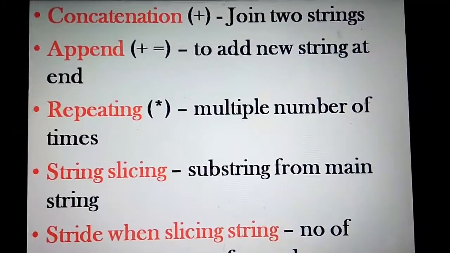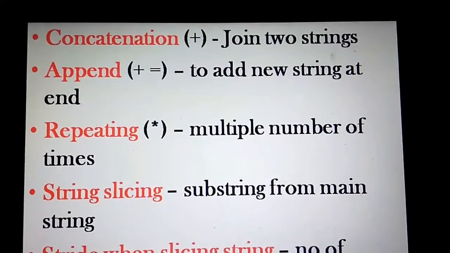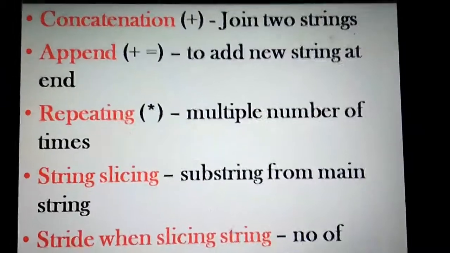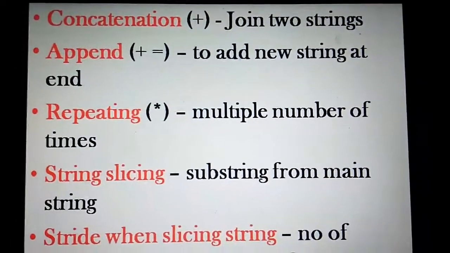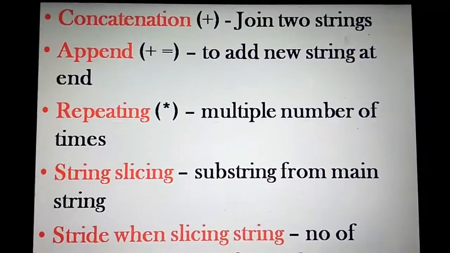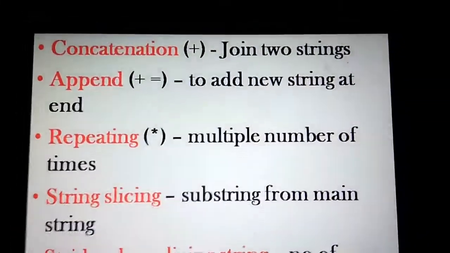We are going to have the concept of concatenation. What is it, children? Concatenation means I am going to use a plus symbol there. It is mainly used to join two strings. Joining two strings means two string values should be joined using this concat symbol.